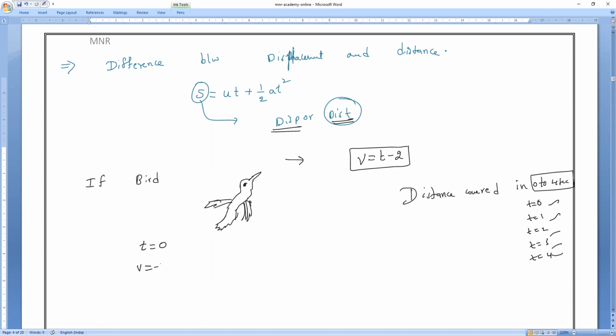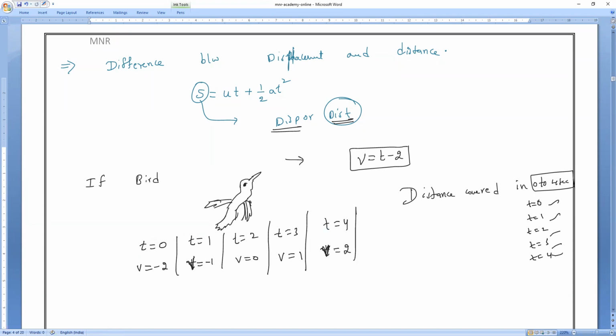Velocity is minus 2. If t equals 1, what is the velocity? t minus 2, minus 1. If t equals 2, what is the velocity? 0. If t equals 3, what is the velocity? 1. If t equals 4, what is the velocity? 2. Understood? All of you observed?